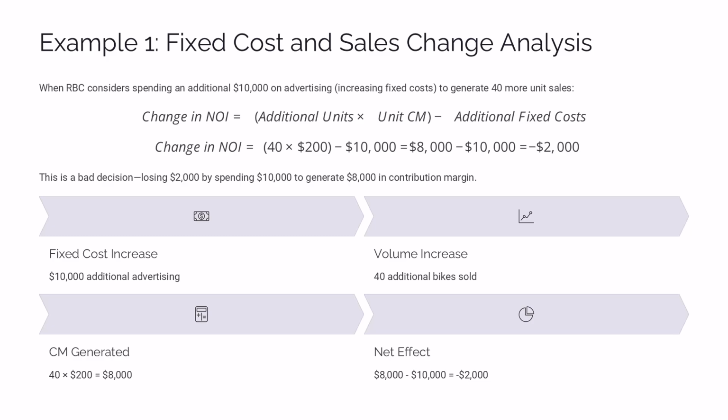Think about this in terms of your own life. If you spend $100 on Uber rides to get to a job that pays you $80, you're literally losing money by working, which sounds obvious, but it's exactly the same concept as spending $10,000 on advertising to generate $8,000 in contribution margin, yet companies make this mistake all the time.